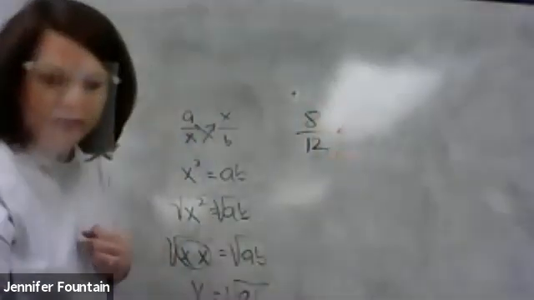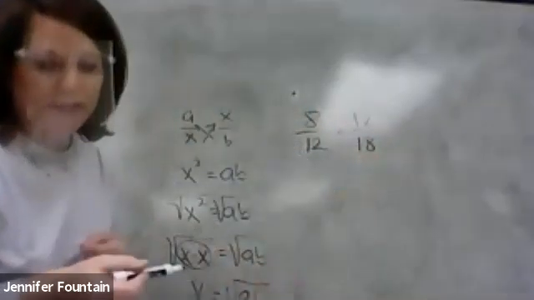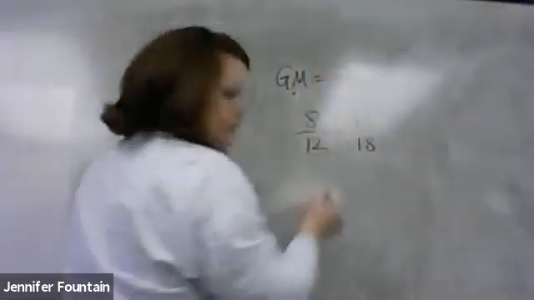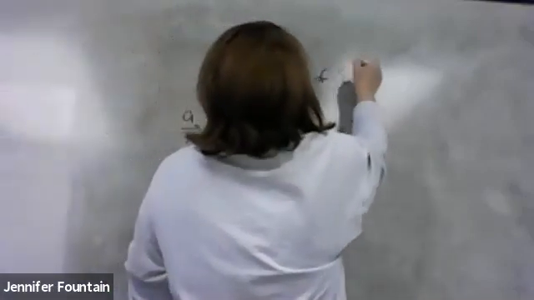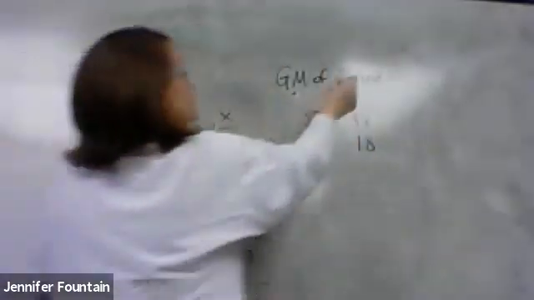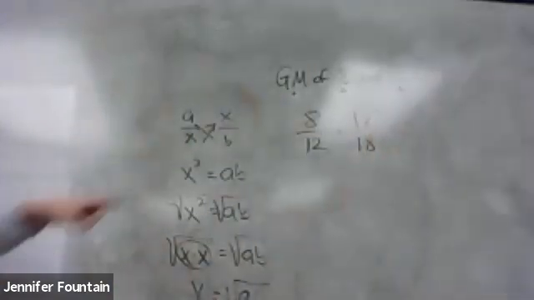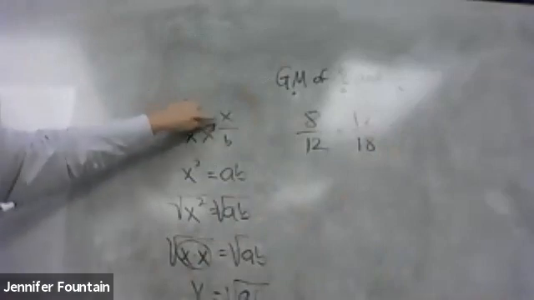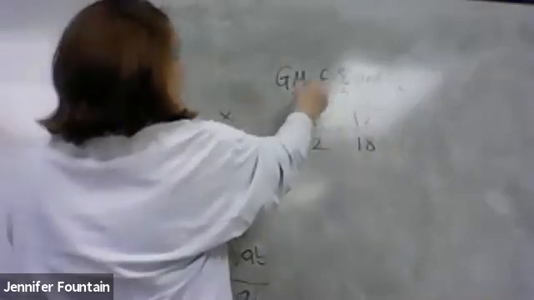8 over 12 is equal to 12 over 18. So let's think about this for a minute. They said the geometric mean, so I'm going to say GM is geometric of 8 and 18. So notice when they said 8 and 18, 8 is A, 18 is B. So when I use this formula here, A over X is equal to X over B, then I translate that to 8, and they said X is 12.